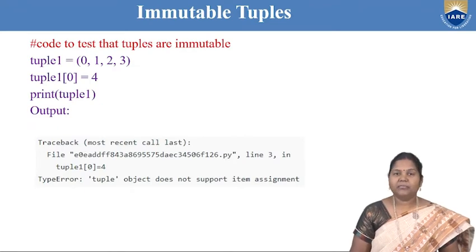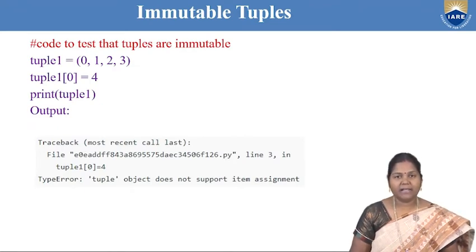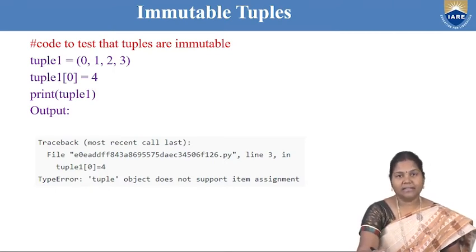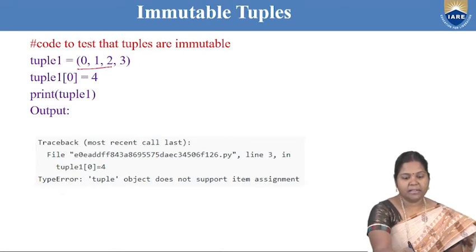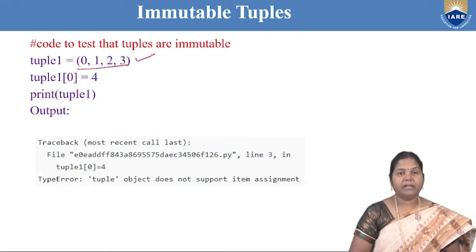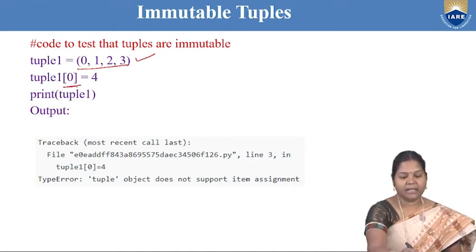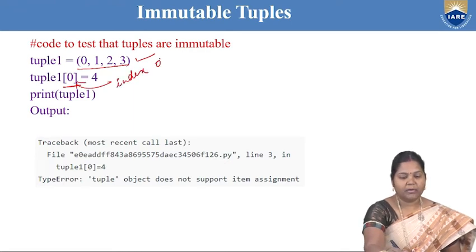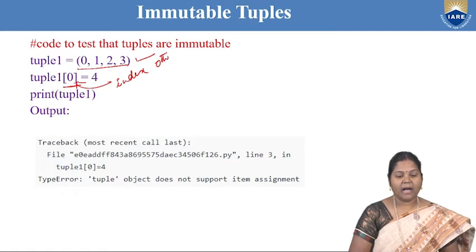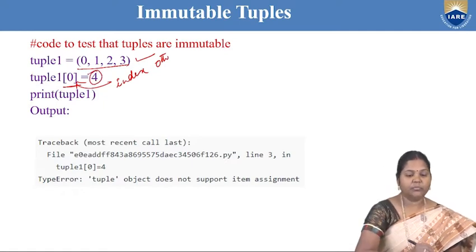Next, the definition of tuple says that tuples are immutable. How to check the immutable property of tuples? So let us understand the code. Here there is a tuple T1. Tuple T1 contains a set of integer elements. Now I want to change an element through the indexing mechanism. This is called index number 0 or the 0th index element. I want to change it with a value 4.